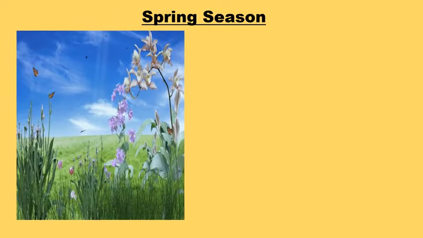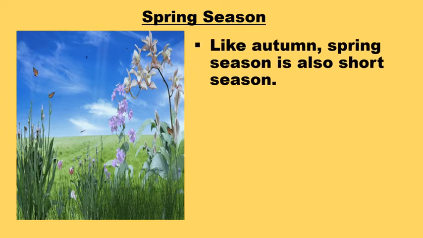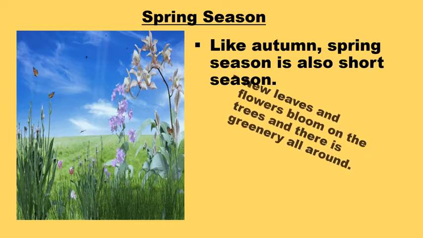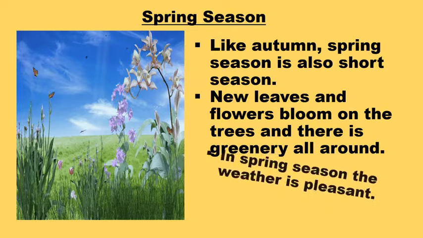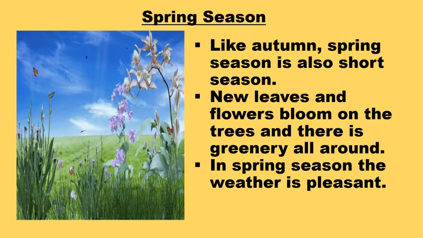Children, like autumn, spring season is also a short season. New leaves and flowers bloom on the trees. There is greenery all around. There is very pleasant weather during this season. It is time for picnics. February and March are spring months.